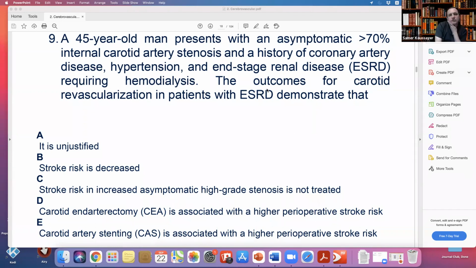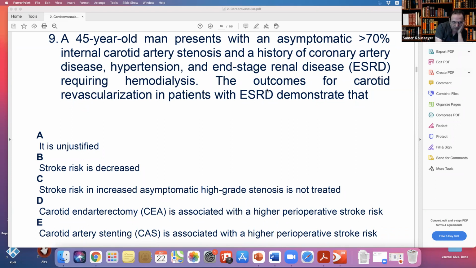So the question is, do you think that end-stage renal disease should make you change your approach to this kind of patient? Does it put the patient at higher risk of stroke or the same risk? In general, any patient with end-stage renal disease is high risk for anything, so increased risk of anything.